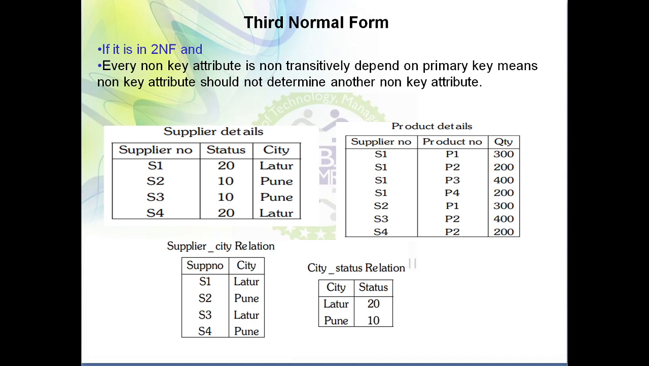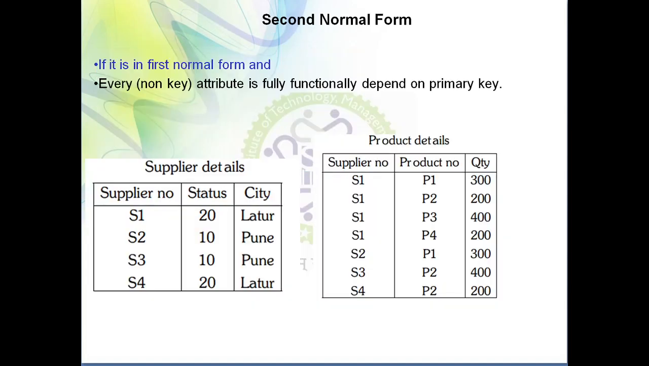So in short, I will tell you what conditions you need to remember in third normal form. The first condition is that it should be in the second normal form, and the second condition is that you need to make sure that no non-key attribute should find the value of another non-key attribute. That means transitive dependency should not be there in the third normal form. Now let's check whether the supplier details table is in the third normal form or not.